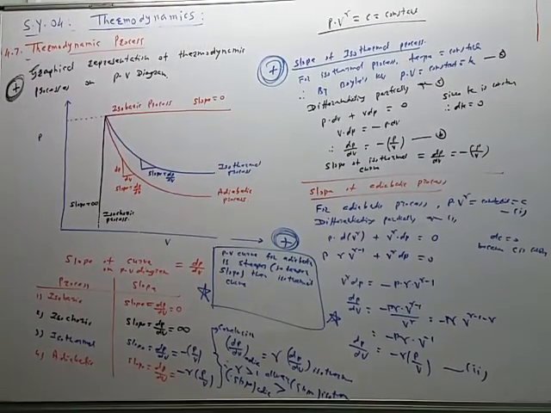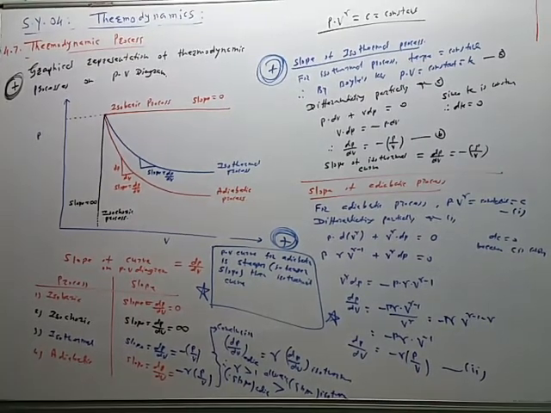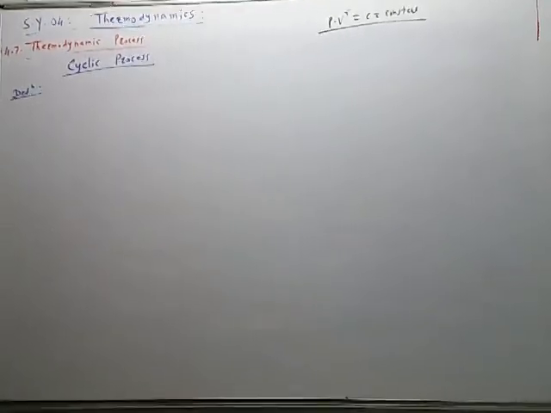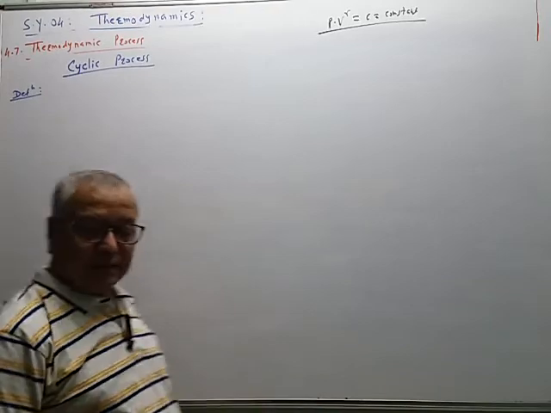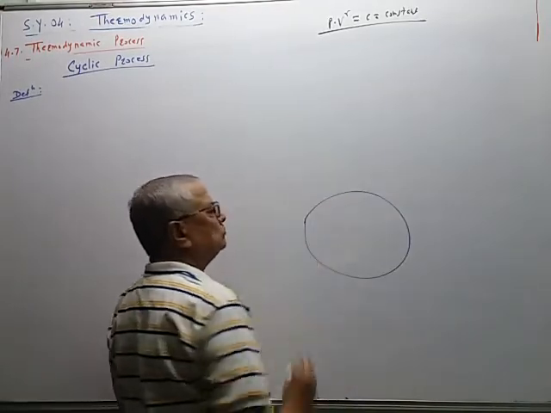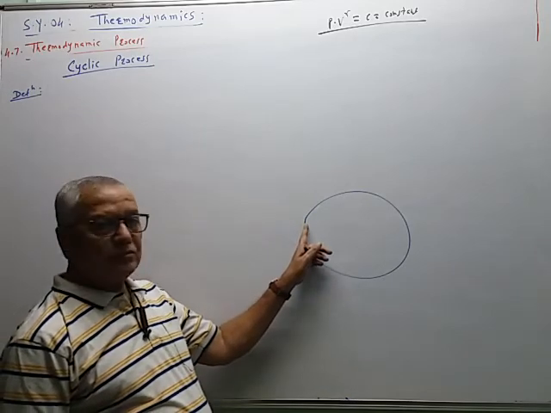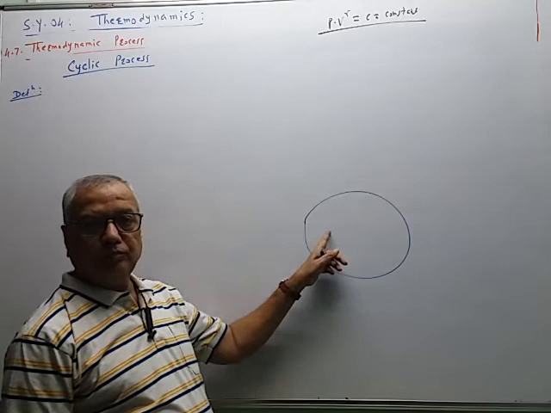Now let us see one more special type of thermodynamic process called a cyclic process. So what is the speciality in cyclic process, that now we have to see. What do you mean by cyclic process? The meaning is very simple. Cycle means you can show like this. We start from any point and return to the same point. So it is a closed loop.